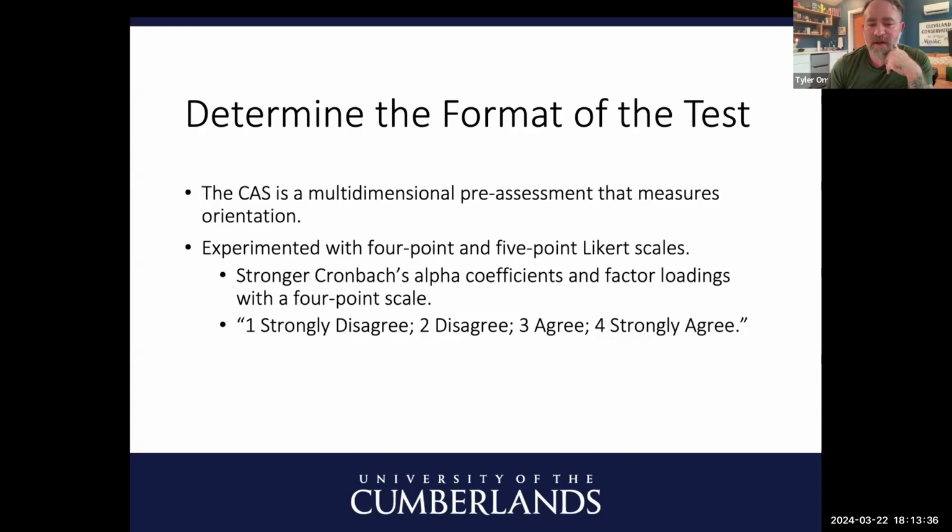We experimented during the pilot testing to figure out if we wanted to do a 4-point scale or a 5-point Likert scale. There was one time we did one of the pilot tests where we actually just did both, the 4 and 5, and had the participants do both of them. Through that process, we saw that for us, the 4-point scale had stronger Cronbach's alpha coefficients and factor loadings. So we decided to go with the 4-point scale, which I liked better because it didn't have that middle neutral. So it created a forced positive or negative, and I liked that. So here's the scale we went with: 1, strongly disagree, 2, disagree, 3, agree, 4, strongly agree.